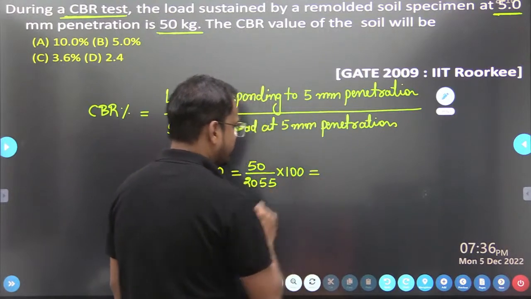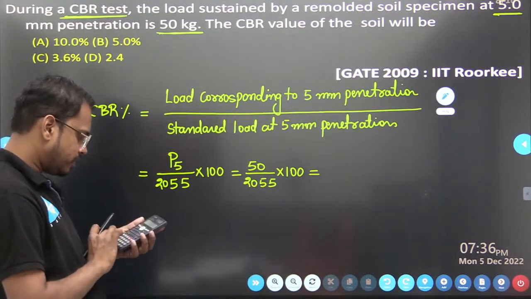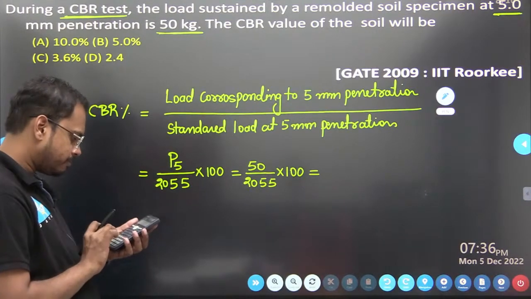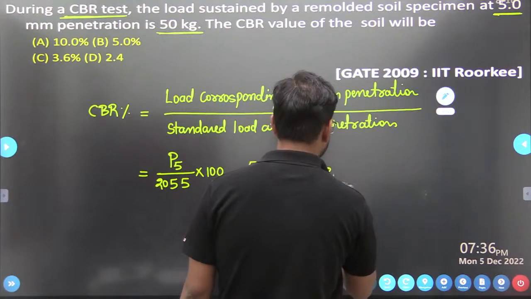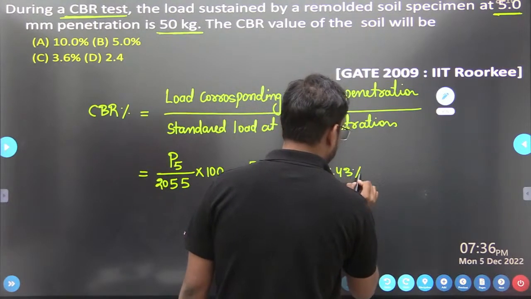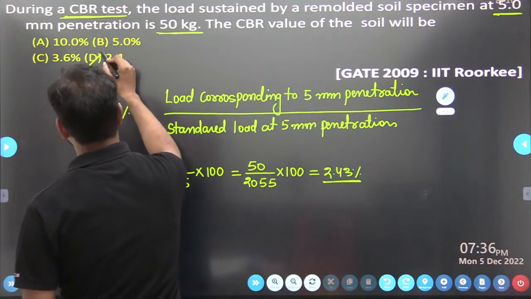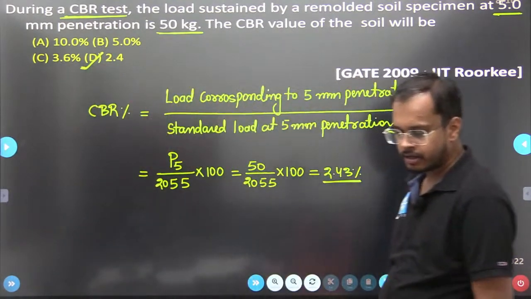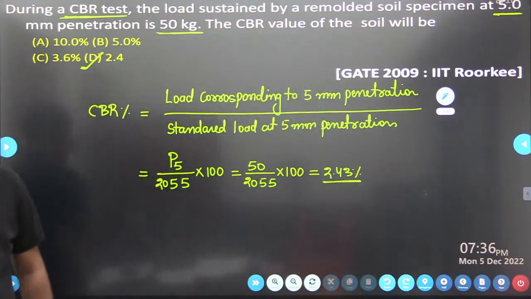So my dear friend, the correct answer is 50 divided by 2055 multiplied by 100. So the value is equal to 2.43%. That means 2.4%, this option is correct. Option D is correct. Clear? The value is 2.4%, option D.